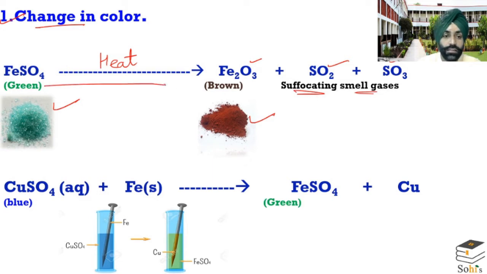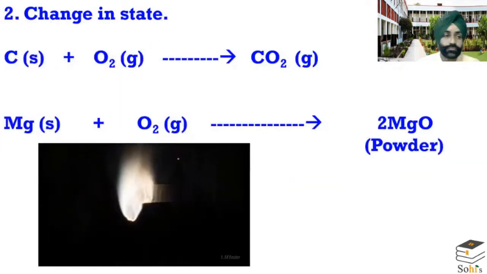So green color changes to brown, that means there is a change in color, that means it is a chemical reaction. Another example, copper sulfate. You can see blue color copper sulfate. When we put an iron nail in it, after some time it converts into green color iron sulfate and copper is displaced. This is a change in color, so it is a chemical reaction.